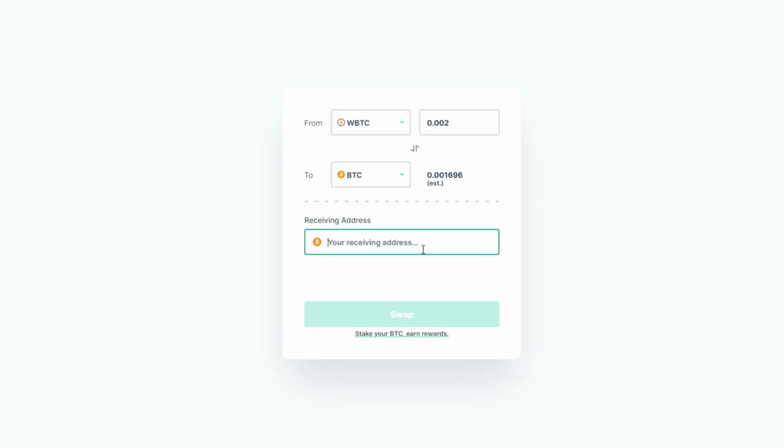Now, you have to put in an address where you want Skybridge to send your Bitcoin to. And you cannot use centralized exchange addresses as far as I know, so it has to be your own Bitcoin wallet. Okay, I am using one of my Ledger wallets, so I've put the address in there. And now all we've got to do is press swap.